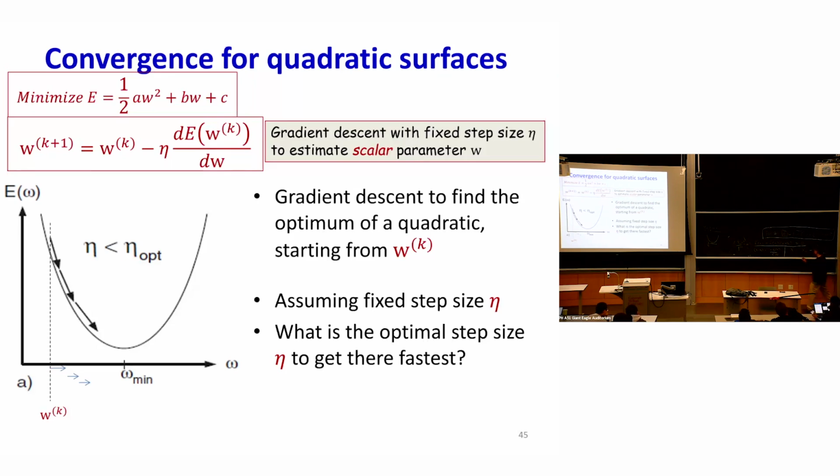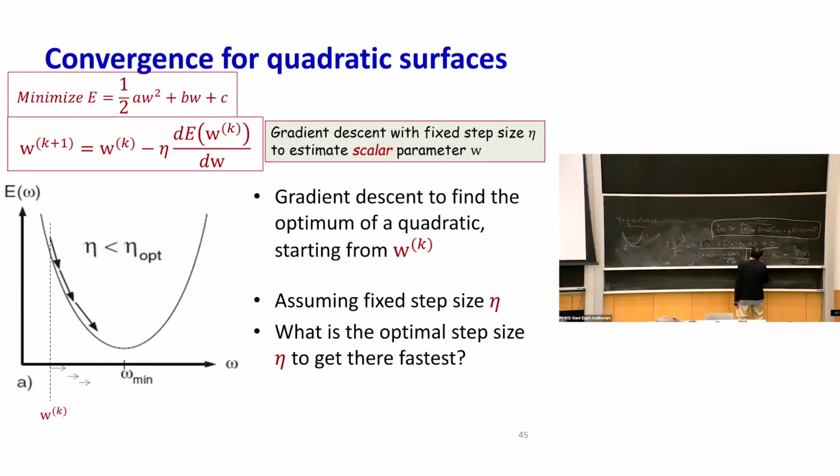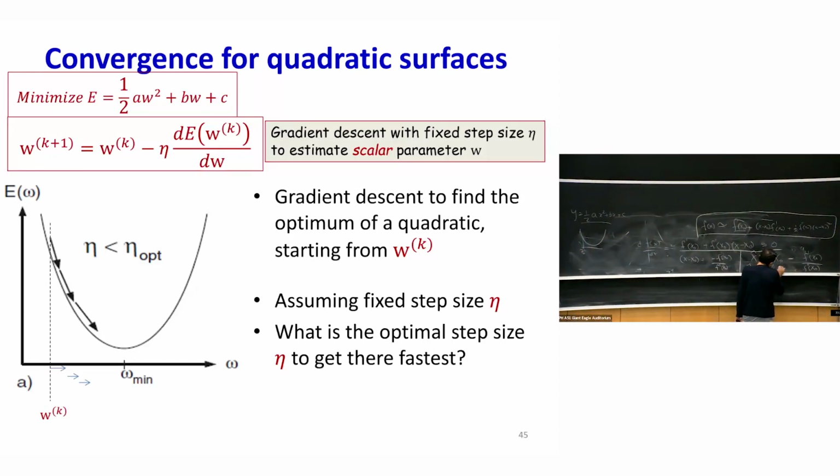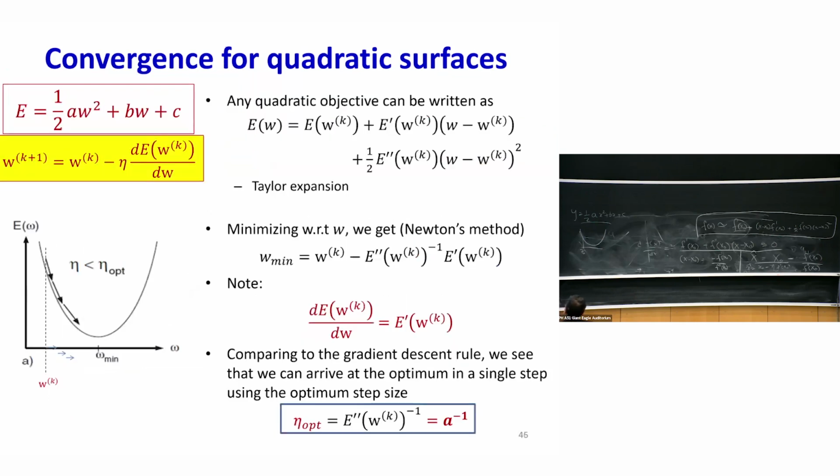So I can write this as x hat equals x0 minus eta times f prime of x0, correct? That's what this is. And if eta equals 1 over the second derivative, you're going to get there in one single step. That makes sense to everybody? Okay, so if I write the quadratic as half a w squared, the second derivative is a, and so a step size which equals a inverse will get you to the optimum in a single step. Everybody with me?